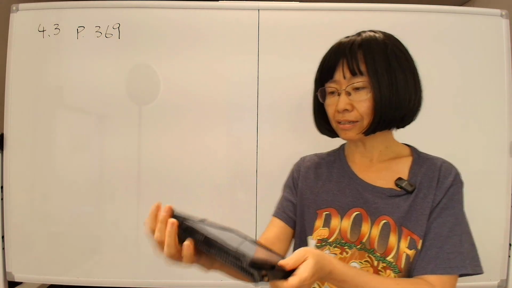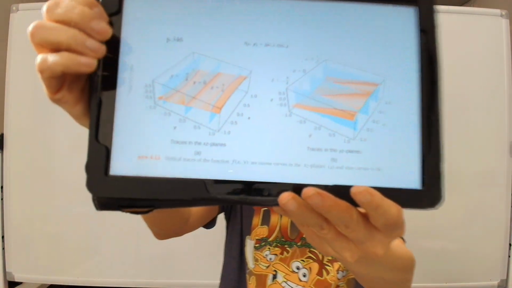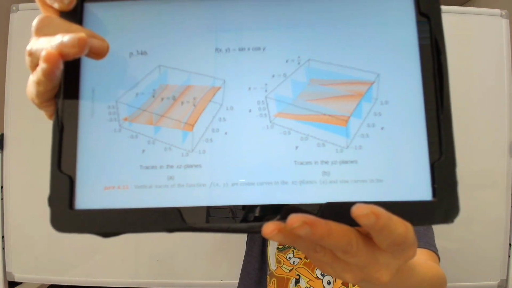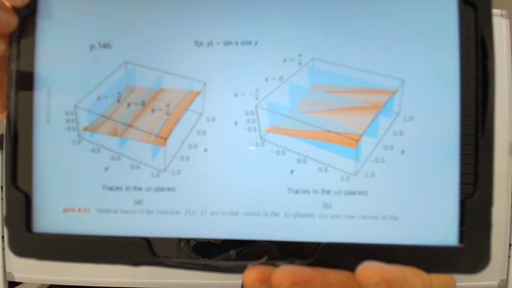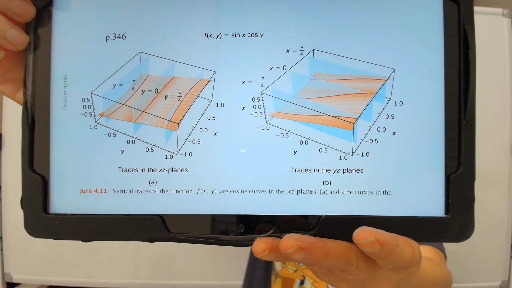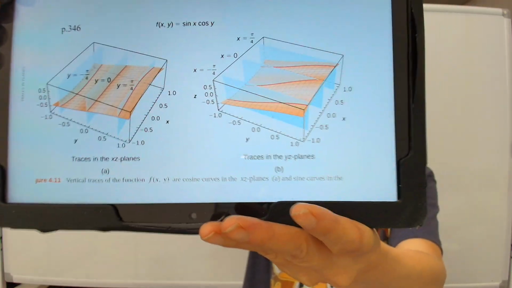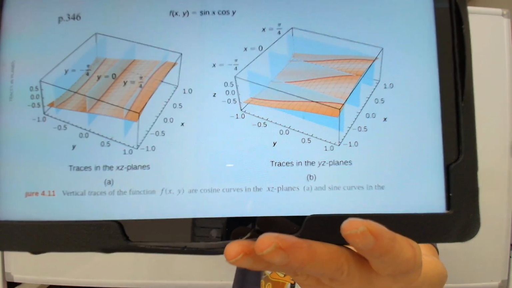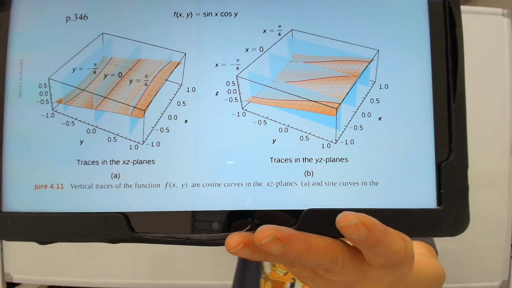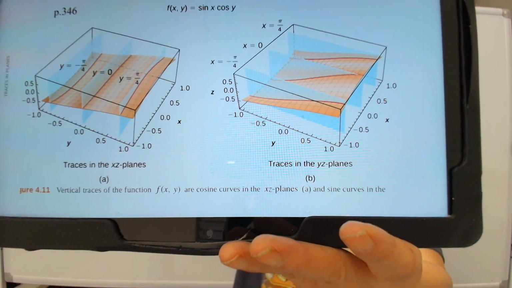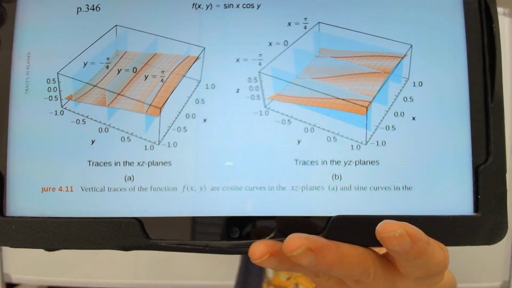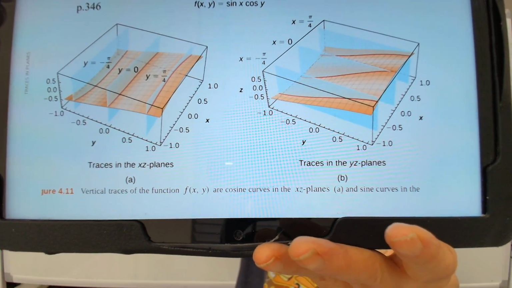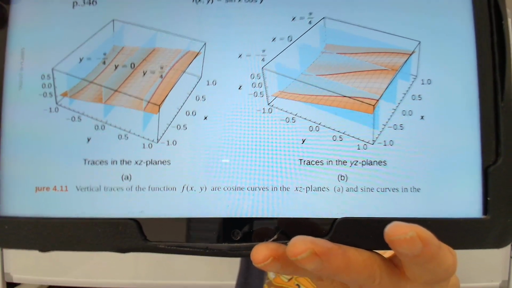Now to look at that in a picture, let's look at this picture that I got from way back in the book, page 346. Okay. Now look at this. There are two things. Now the partial derivative is the same as the trace. You remember what the trace is? The trace is the line where the graph intersects the y equal to something over here. Okay, let's first look at the y case.